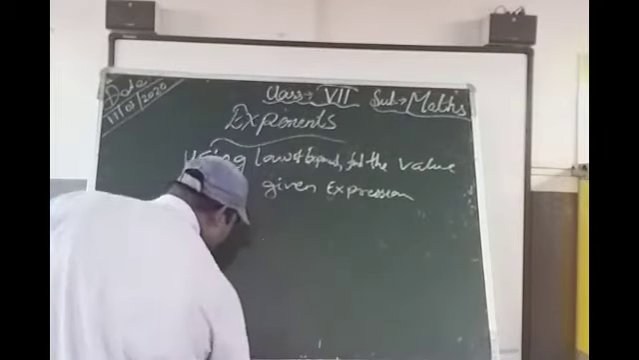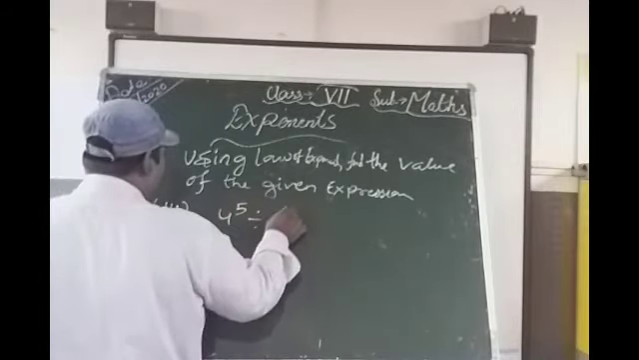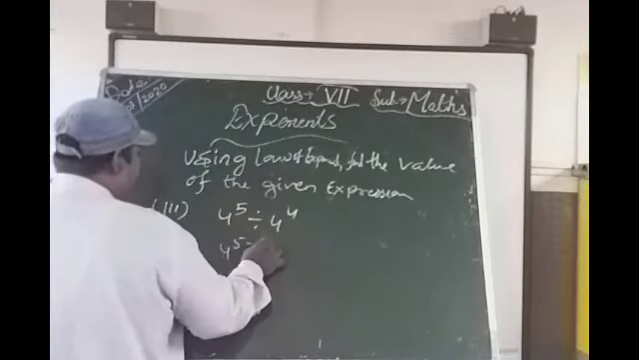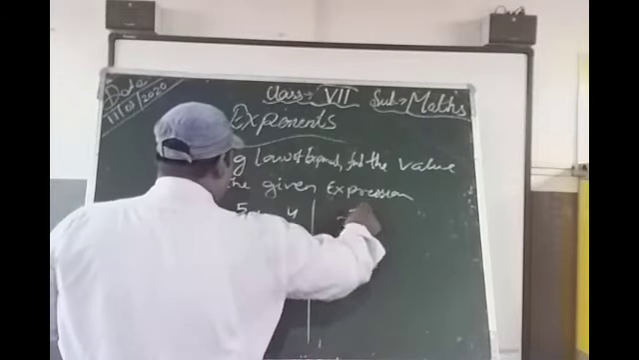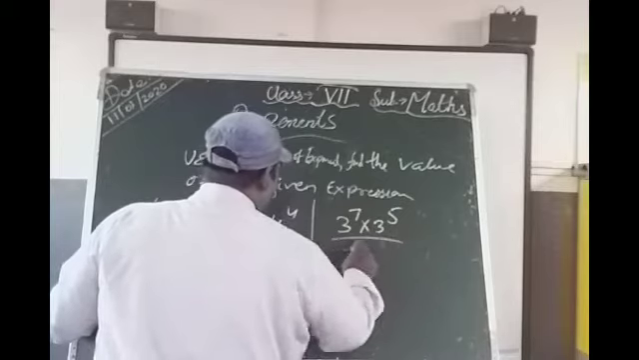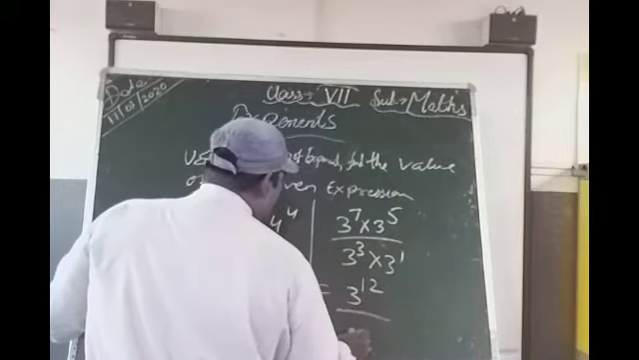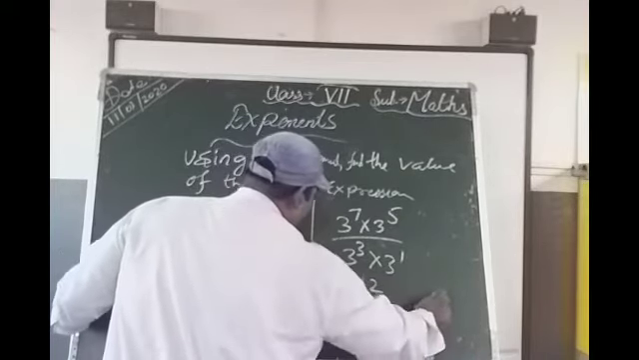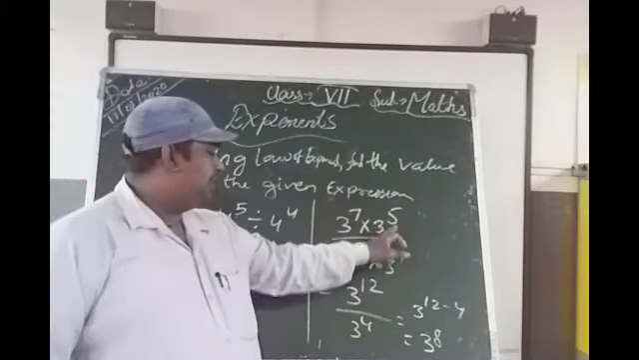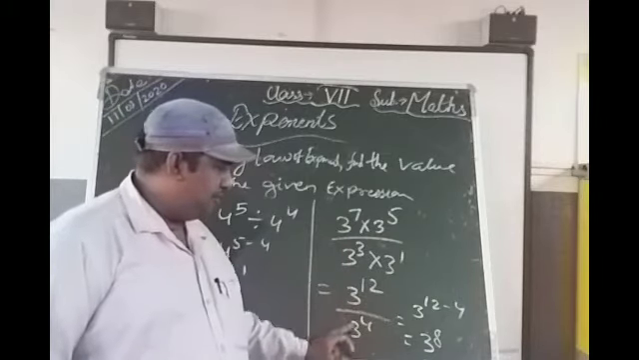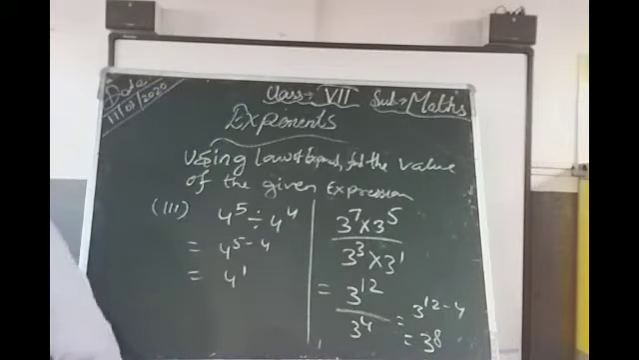Now using the second law, suppose that any division problem is given, 4 power 5 divided by 4 power 4, that will be 5 minus 4, that will be 4 power 1. Suppose that 3 power 7 into 3 power 5 by 3 power 3 into 3 power 1 is given, then 3 power 12 by 3 power 4, that will be 3 power 12 minus 4, that will be 3 power 8. What we have done here: 7 plus 5 is 12, 3 plus 1 is 4. Now we will divide, means 12 minus 4. Okay, this is the answer.